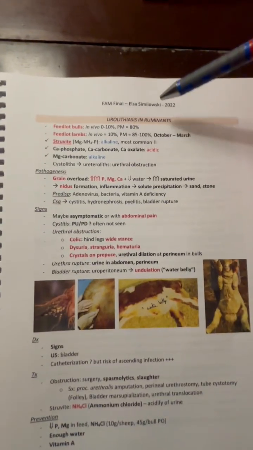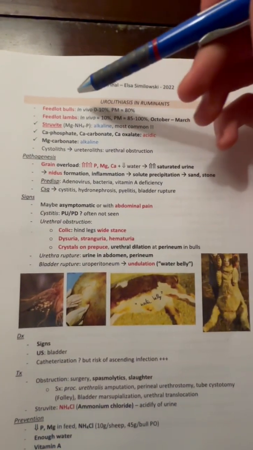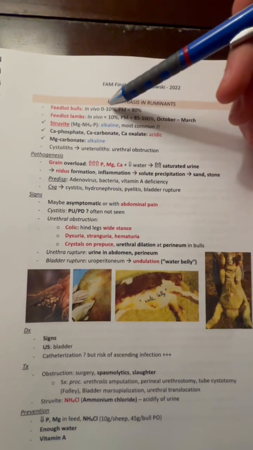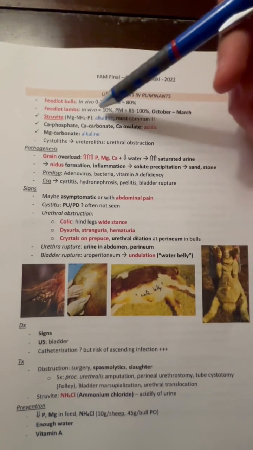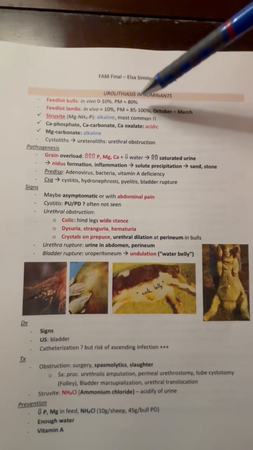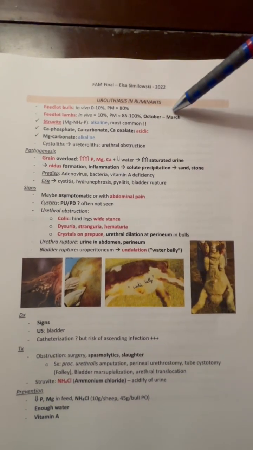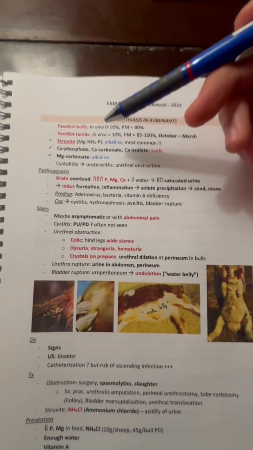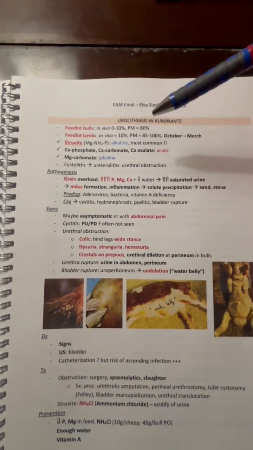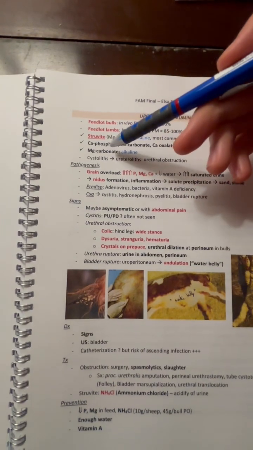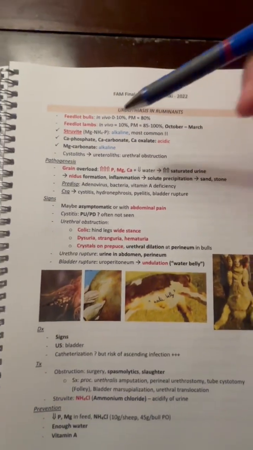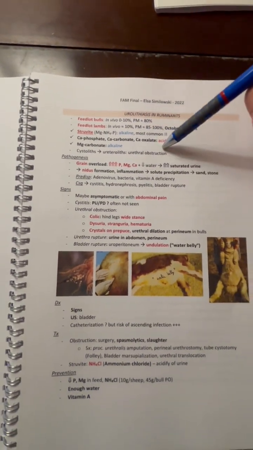For urolithiasis in ruminants, in feedlot bulls and live animals, it's found around 10%. In post-mortem, it's around 80%. In feedlot lambs, it's around 10% in live animals. And in post-mortem, it can be up to 100%, especially in October and March. The struvites are the most common because they're alkaline. You can also get calcium oxalates, which are acidic, as well as magnesium carbonate, which is also alkaline. The uroliths cause urethral obstruction.